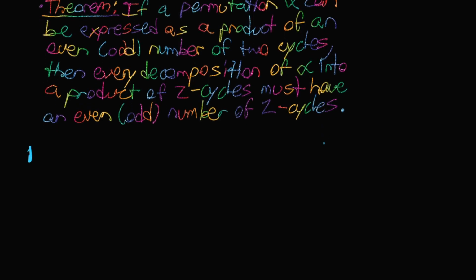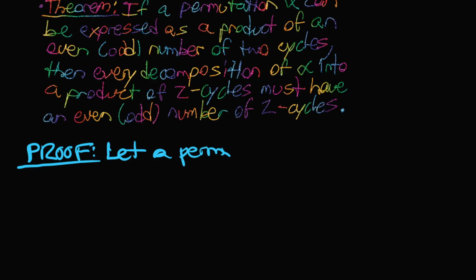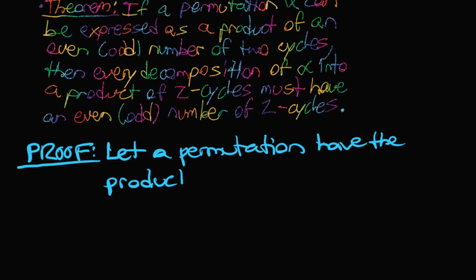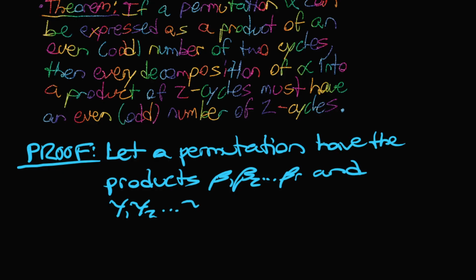So let alpha be a permutation have the products beta 1, beta 2, so on and so forth, up to beta r, and let's do gamma 1, gamma 2, up to gamma s, where r and s are natural numbers.